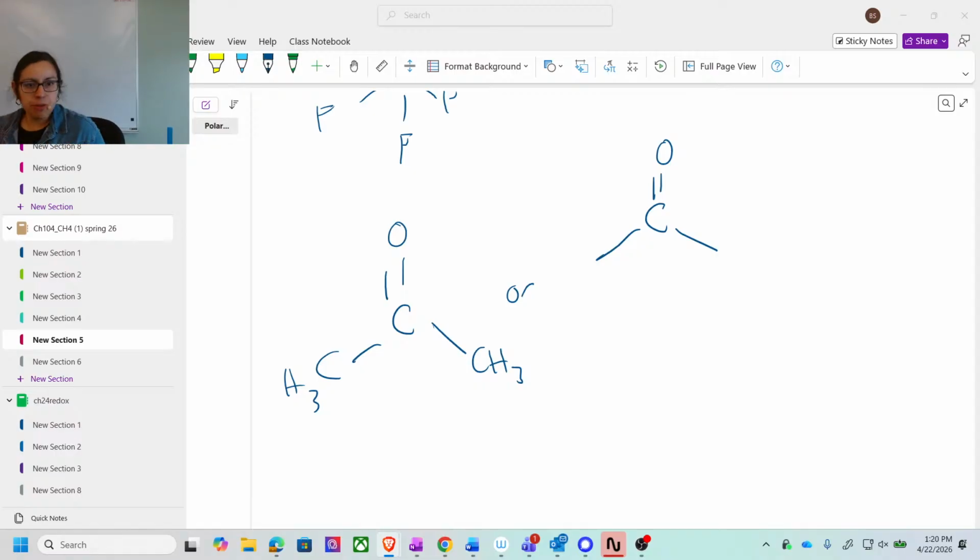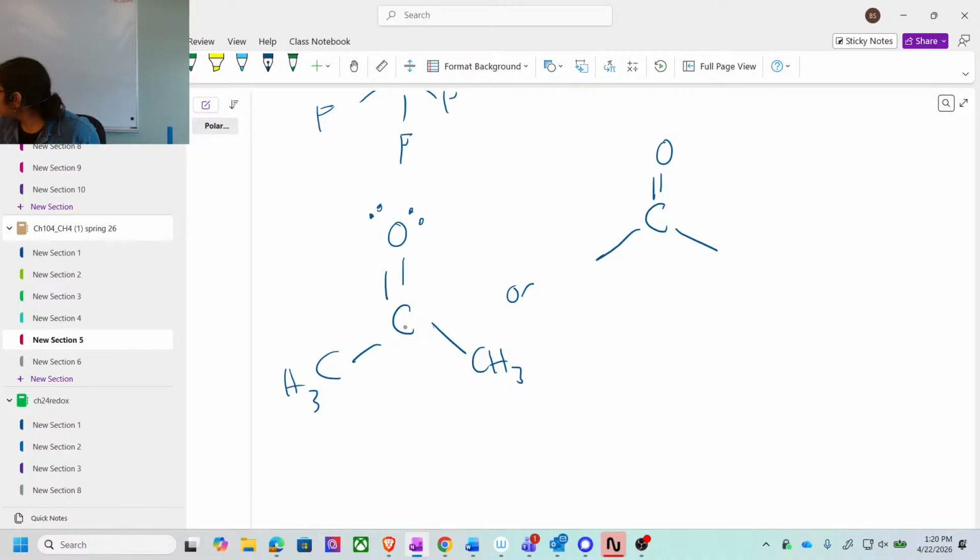So I have 1 vote for polar. Do we agree? Nice. So polar. And it would help that I didn't draw in the lone pairs, but if we add them in, that makes it a little more obvious that it's polar with those lone pairs there.